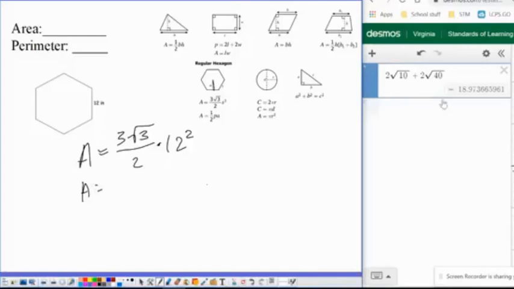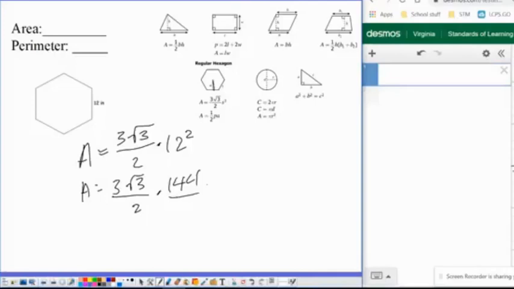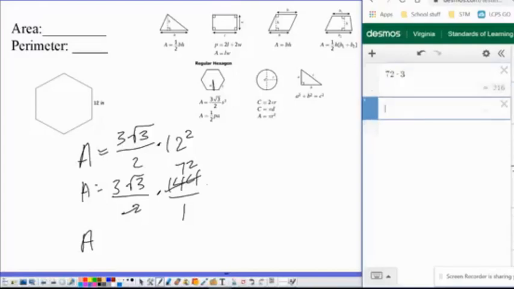So 3 times the square root of 3. I could just type everything in over here real quick and get my approximate answer. But if I want it to be in simplified radical form, I'm going to show it this way. And 12 squared is 144. And then if we simplify the top and bottom of those fractions that are going to be multiplied anyways, divide the bottom by 2, divide the top by 2, I get 72 on the right side. And then 72 times 3 gives me 216. So I have 216 times the square root of 3. And that would be the exact area.